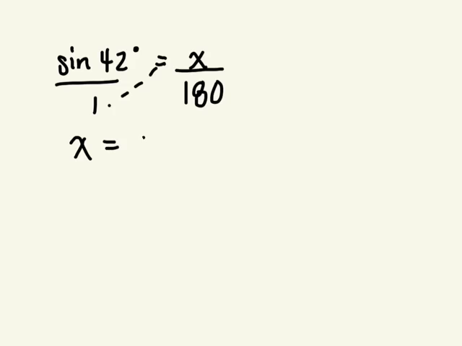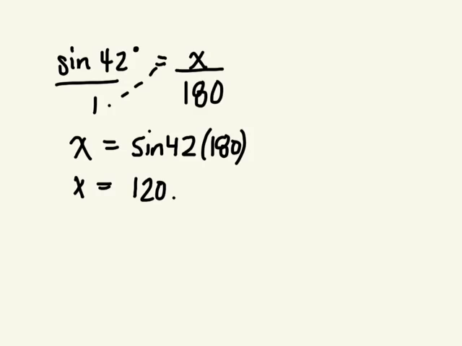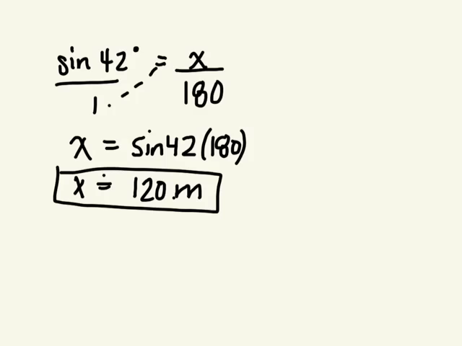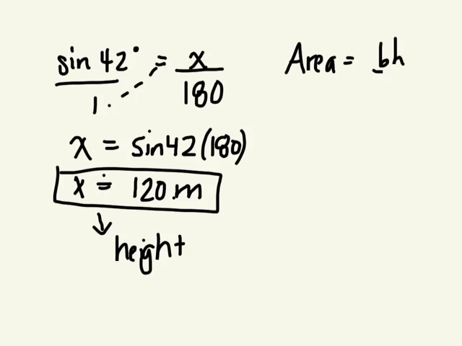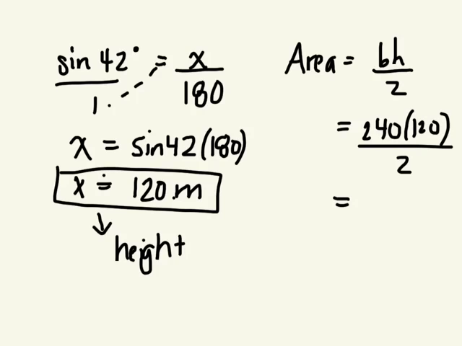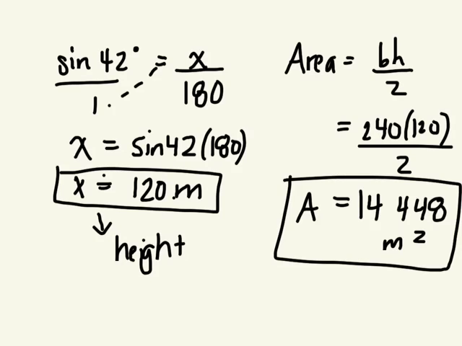Cross multiply, x equals, what's sine 42 times 180? X equals 120 point, okay, let's leave it at 120 meters, good, approximately. Right, so what did that represent in our triangle? Good, it was the height of the triangle, because we need to find the area of the triangle. So 120 times 1. What's the base? 240. Good. 240 times 120 divided by 2. What's the area of this triangle? This area is 14,448 meters squared.